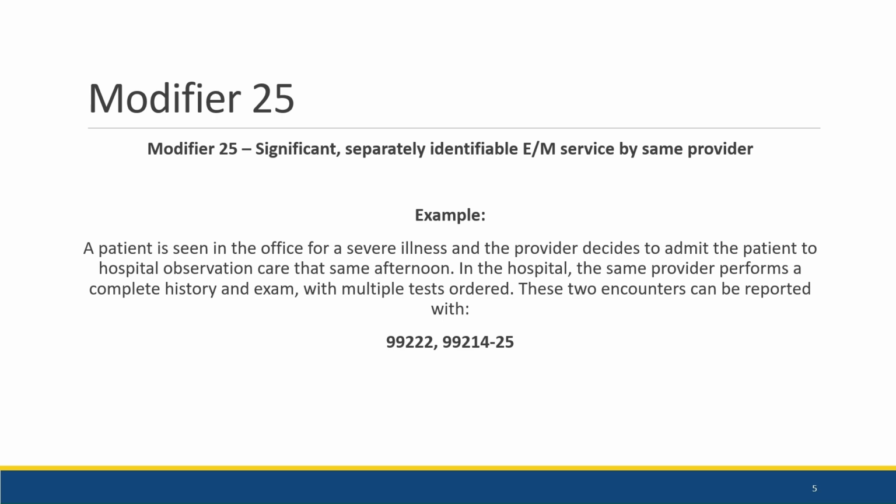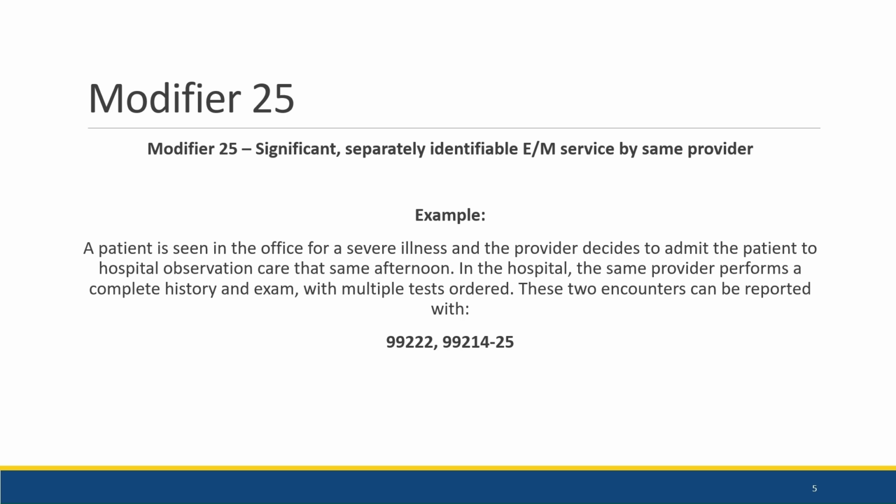Let's take a look at another example. A patient is seen in the office for a severe illness, and the provider decides to admit the patient to hospital observation care that same afternoon. In the hospital, the same provider performs a complete history and exam with multiple tests ordered. These two encounters can be reported with 99222 and 99214 with modifier 25 appended.